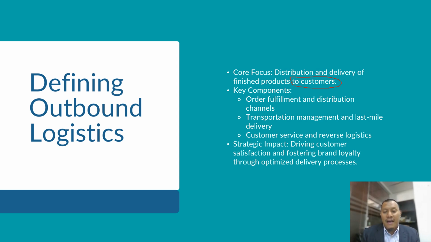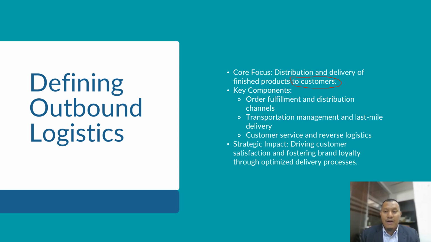The key components of outbound logistics: the first one is order fulfillment. We need to fulfill the orders by customers, and we also need to find and use the distribution channels that are best to reach the customer. The second one is transportation management. When we want to deliver the product to the customer, we need to find the best option and choose the kind of transportation mode to reach the customer.